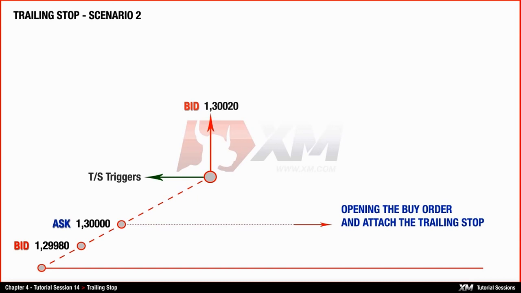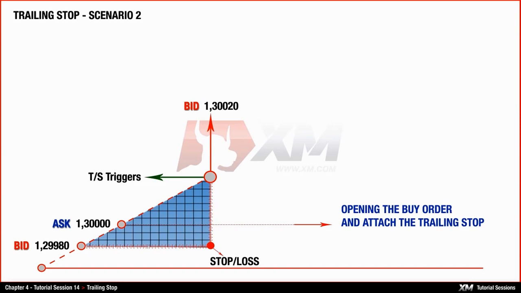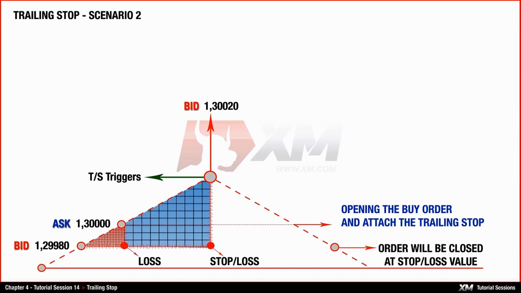The trailing stop has been set according to the closing price, in other words, the bid price for a buy order. As soon as the bid price reaches the level of 1.30020, the trailing stop is activated. This means that the trailing stop will lock your stop loss at the value of 1.29980. If at this point the market starts moving against your potential profit and reaches the value of 1.29980, your position gets automatically closed at a loss of 20 points, equal to 2 pips, as you opened it at a price of 1.30000.